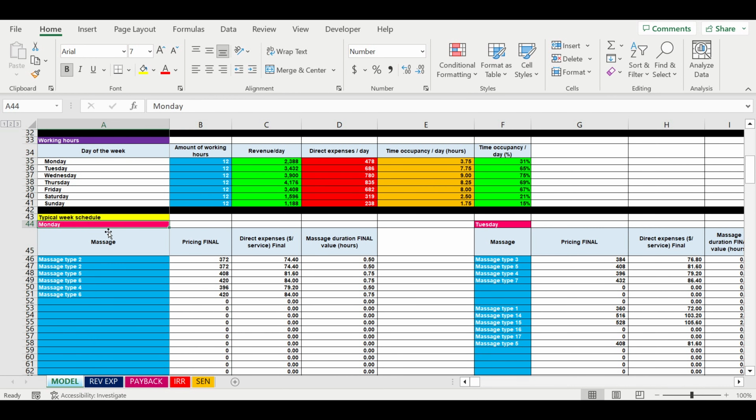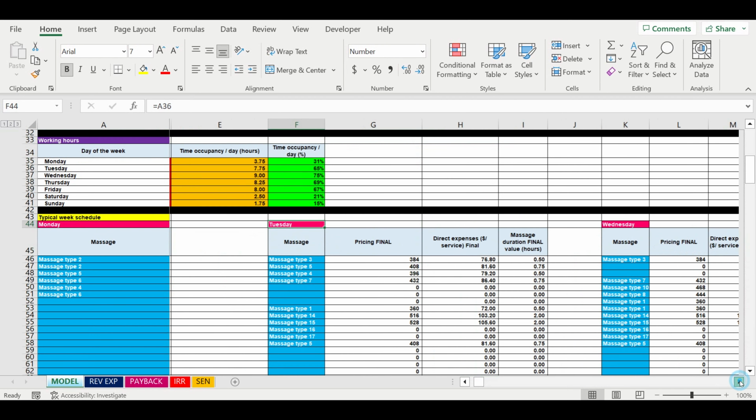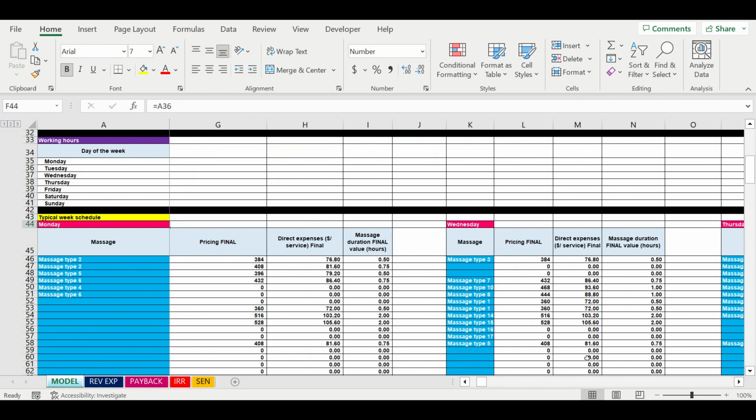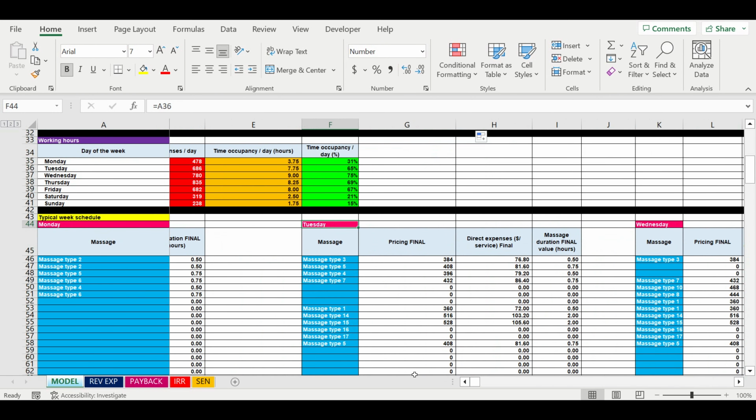So here is the day of the week: Monday, Tuesday, Wednesday, Thursday, and so on. And then we start specifying the amount of services and which services we are going to offer, for example, on Monday.